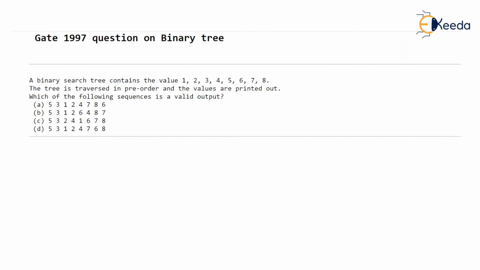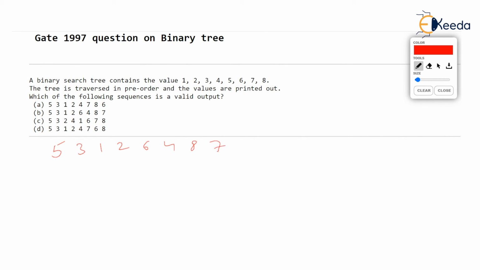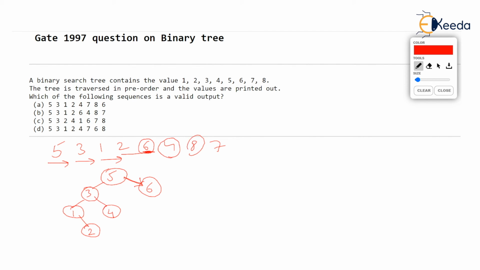So if you check option B, what is option B? The pre-order given is 5 3 1 2 6 4 8 7. Just construct the binary search tree using your usual insertion algorithm. So 5, 3 goes to the left, 1 goes to the left of 3, 2 goes to the right of 1. After that, 6 goes to the right of 5. Observe, the next value is 6. 6 is larger than the root, so it should go to the right. Then 4, next value. 4 should go to the right of 3. Then 8, next value 8. 8 should go to the extreme right, largest value. And 7 should go to the left of 8.